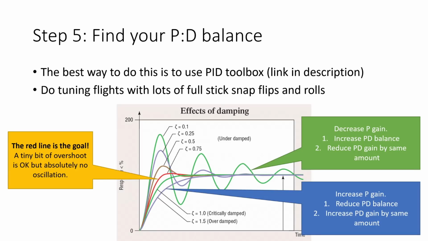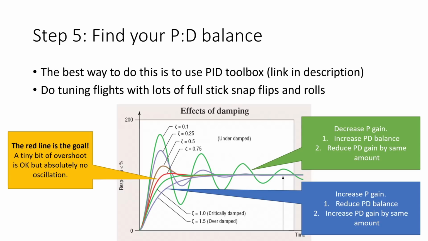Once you've found your perfect D-gain, which is the maximum D-gain that you as a pilot are comfortable with, the next step, step 5, is to find your P to D balance. The best way to do this is to look at logs using PID toolbox. Don't worry if you've never used PID toolbox before, I'm going to take you through it step by step.